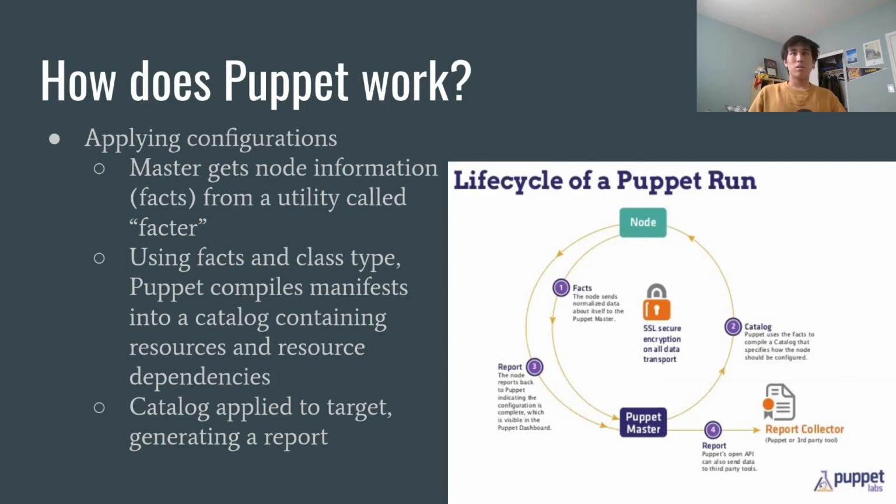So this is basically the life cycle of a Puppet run. To apply configurations, the master gets the information of the node, called facts, from a utility called Facter. This is step number 1 over here, right? Then the master uses these facts and class types to compile manifests into a catalog, which contains resources and resource dependencies, and it applies this catalog back to the node. That's step 2. Once this catalog is applied, it generates a report that it sends back to Puppet, which indicates the configuration is complete. You can also report from the Puppet master to third-party tools if you want.